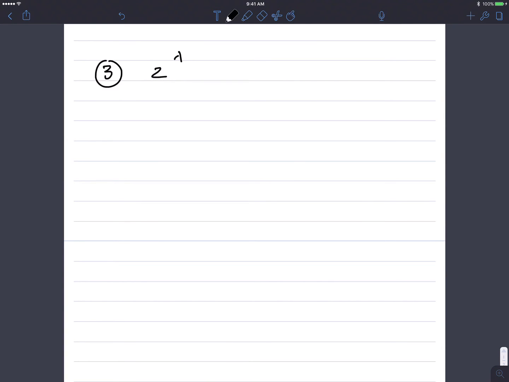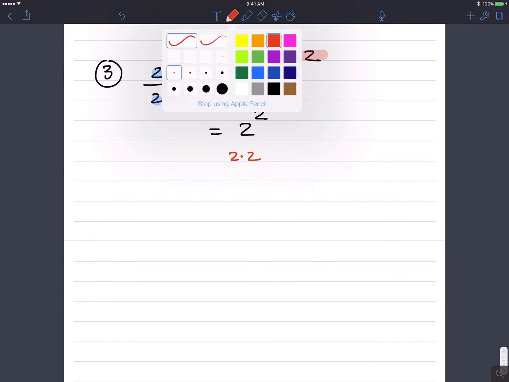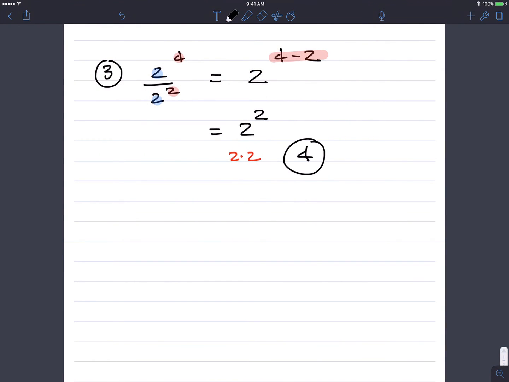So number 3 is 2 to the 4th over 2 squared. Again, same base, and we're dividing. This is 2 now to the 4 minus 2. Power 4, power 2, subtract those powers. We get 2 to the 4 minus 2, which is 2 squared. This is 2 times 2, better known as 4.